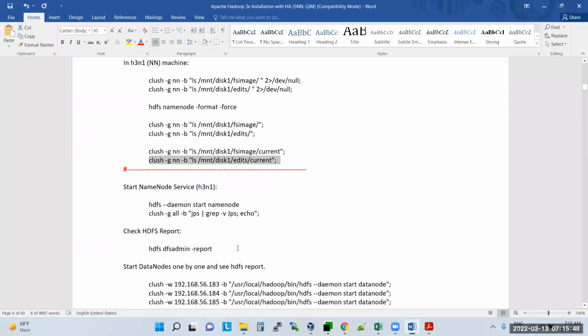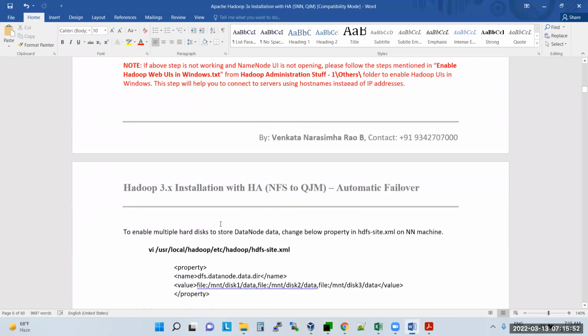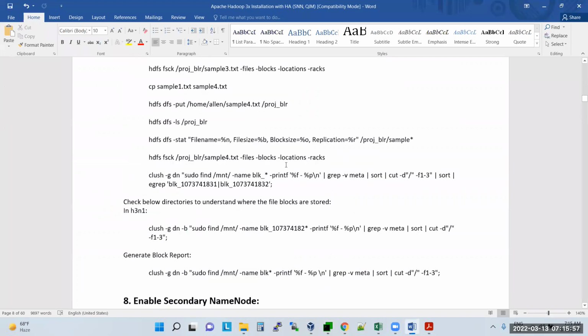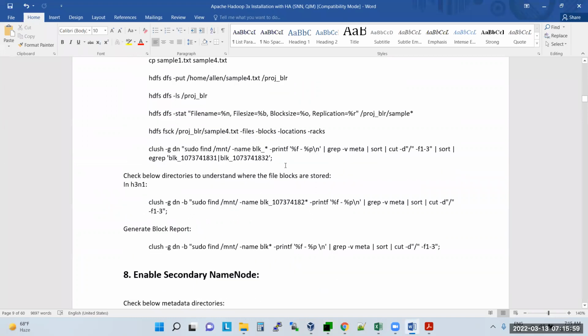Now the cluster is fine. We copied some data also and we checked how they are working. We have seen how they are working.